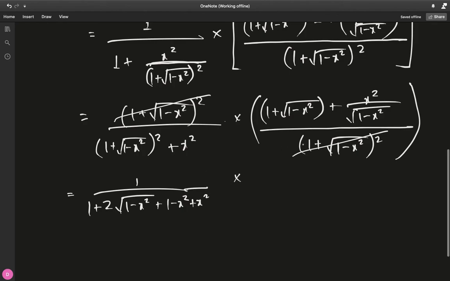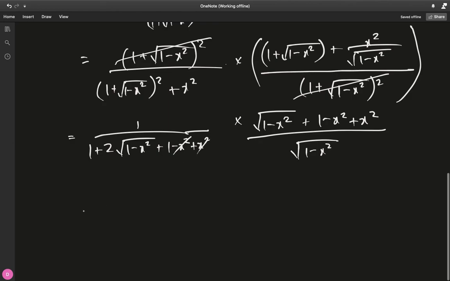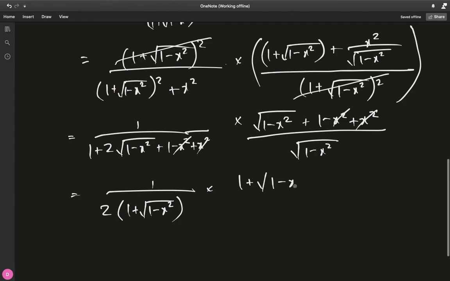You can do the same thing over here. We have square root of 1 minus x squared, and then square root of 1 minus x squared times square root of 1 minus x squared is 1 minus x squared, plus x squared divided by square root of 1 minus x squared. So the x squares will cancel out. So 1 plus 1, 2. 1 over 2 can be factored out. 1 plus square root of 1 minus x squared like this. X squares cancel out. We have 1 plus square root of 1 minus x squared like this divided by square root of 1 minus x squared.